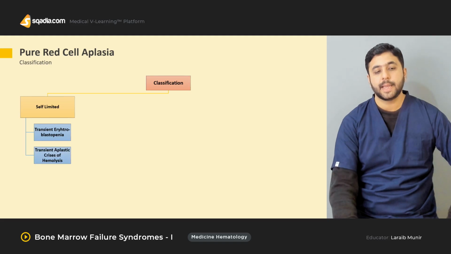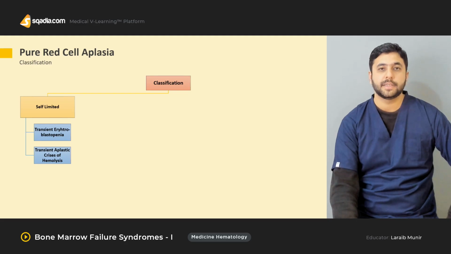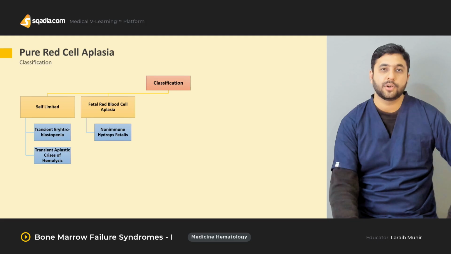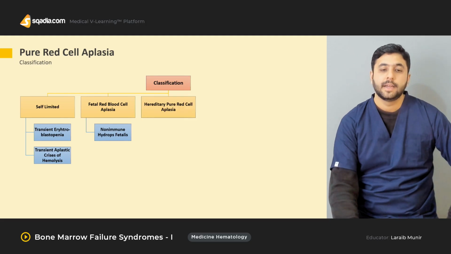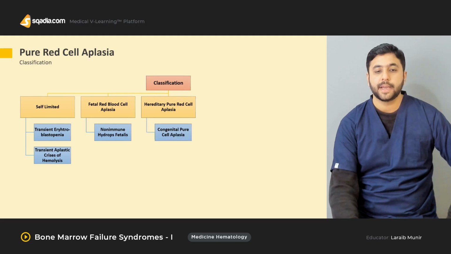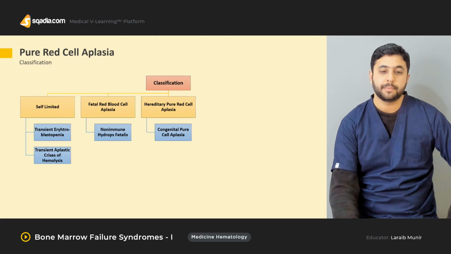This transient aplastic crisis is basically because of the parvovirus B19 infection. It can also occur in a fetus, and that has led to non-immune hydrops fetalis, or the loss of the fetus. It can also be a hereditary pure red cell aplasia, a very rare disorder, which is classified as a congenital pure red cell aplasia.